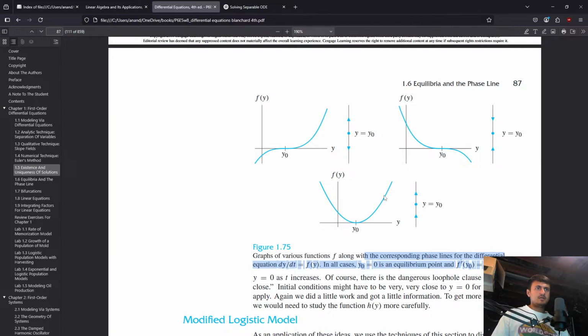If we took dy/dt equal to y squared, that means f of y is equal to y squared. We have just a basic parabola, and then f prime of y is equal to 2y, so it's 0 at 0. That's what we're talking about, but the problem is this is actually a node.